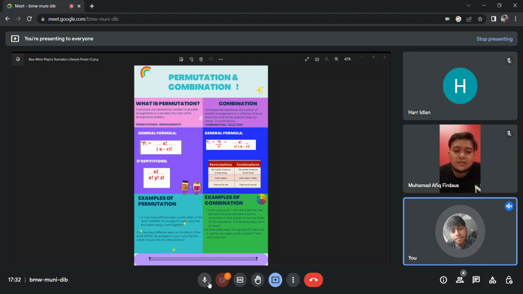Next, the difference between permutation and combination. For permutation, it is the number of ways to arrange things, and for combination, the number of ways to choose things. For permutation, order matters, and for combination, order doesn't matter. And permutations are for lists, and combinations are for groups.